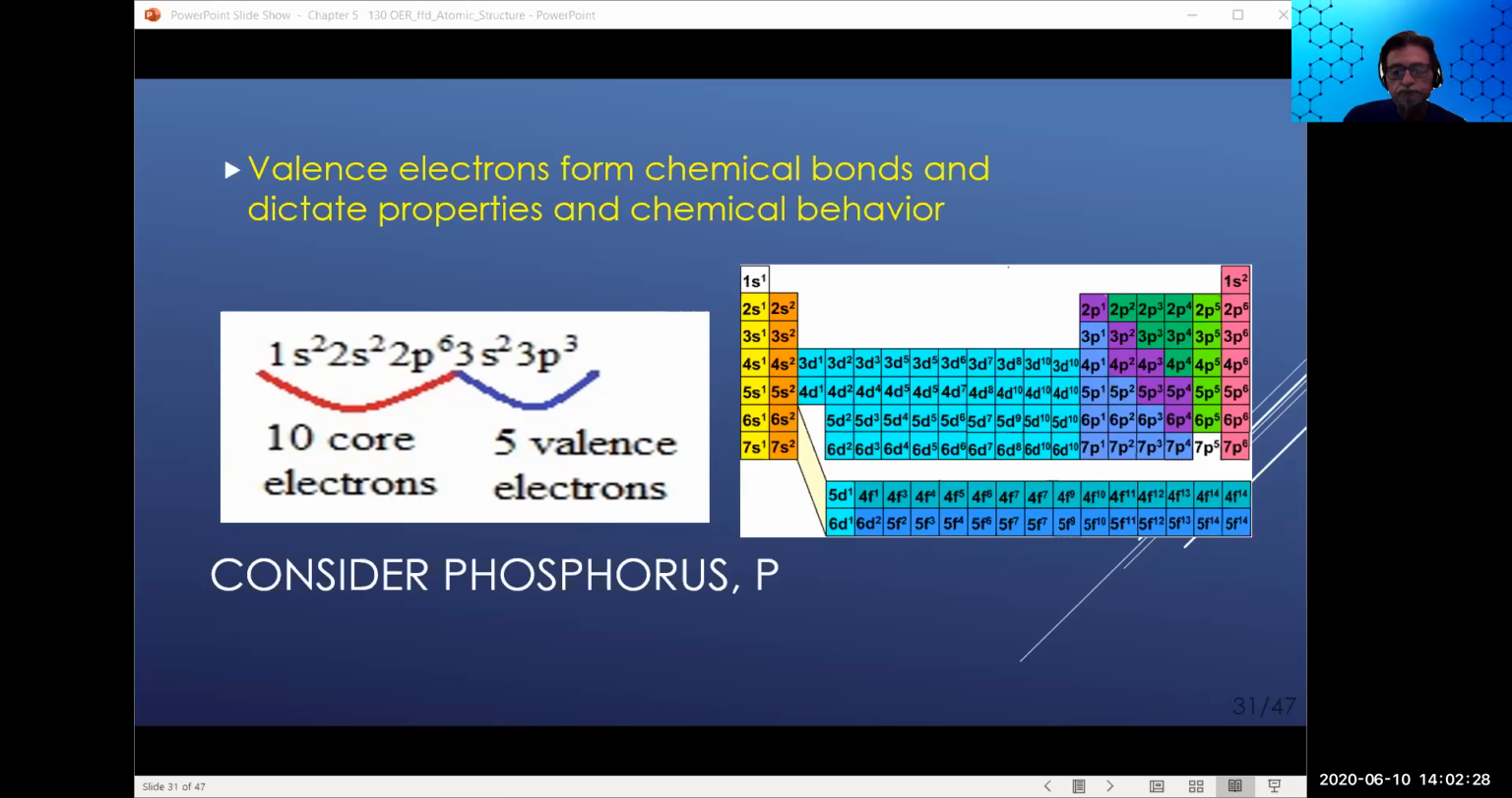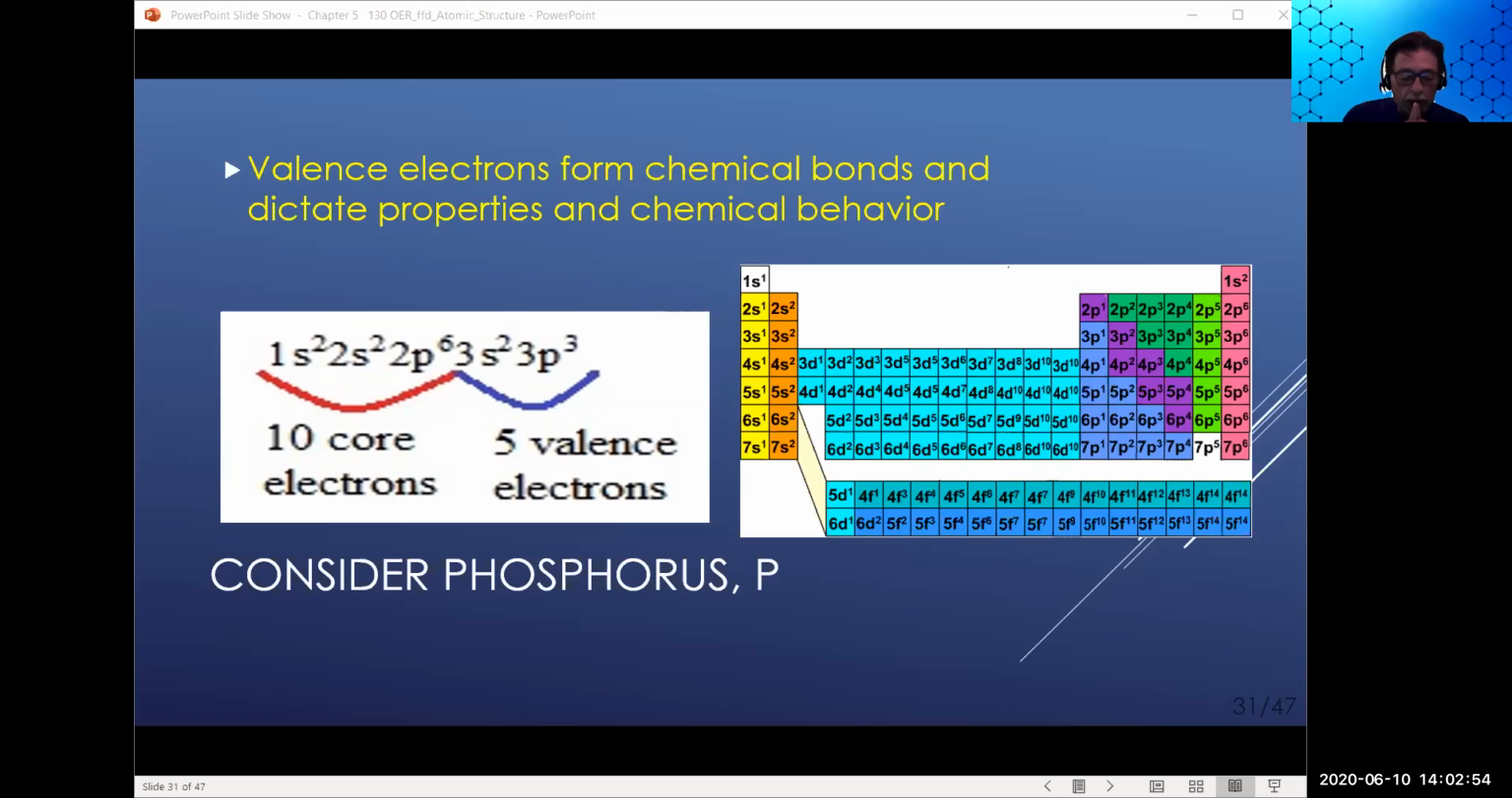Within these energy levels, there are sublevels, otherwise called orbitals. There are 4 types of orbitals. There's the S, like in Sam. There's the P, there's the D, and then there are the F orbitals.